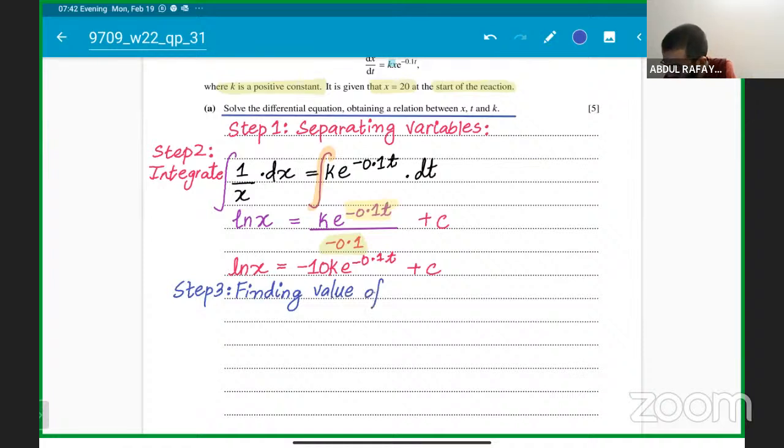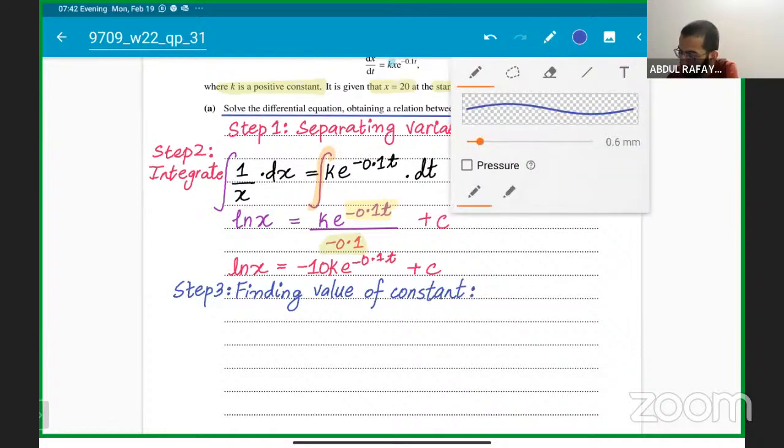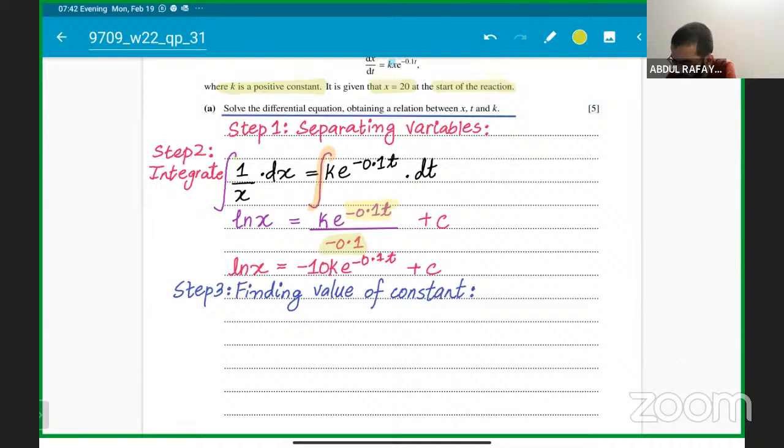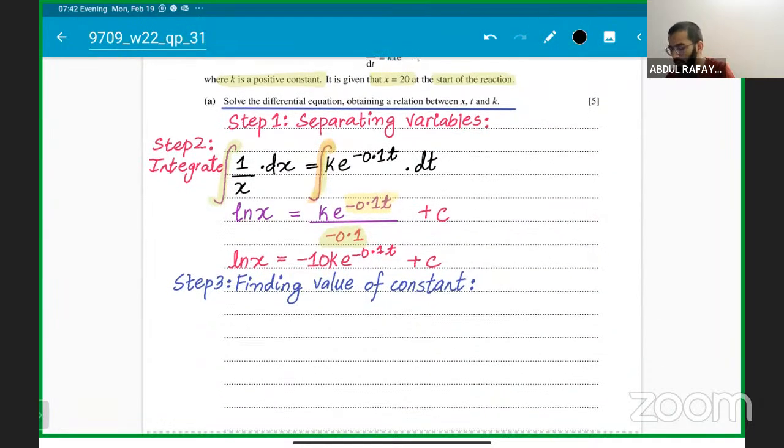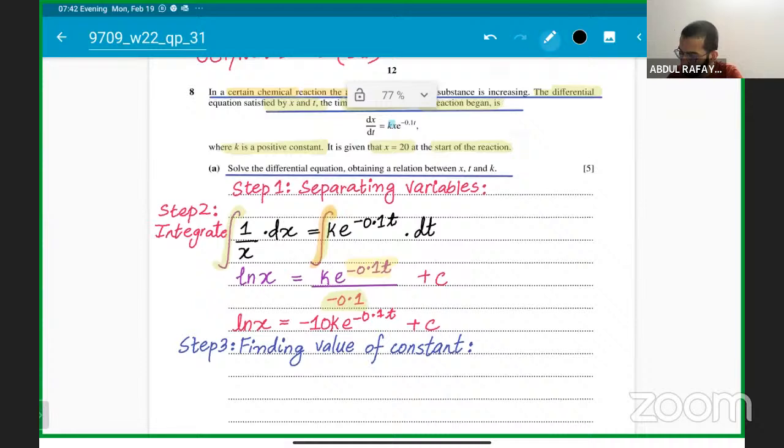Why in a differential equation, students? We have to find the value of the constant in differential equations. The reason is because these are indefinite integrals. These don't have limits. If they have limits, then it's not a problem, but since they don't, we have to put those in. Okay, understood?